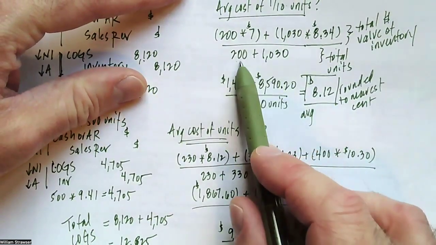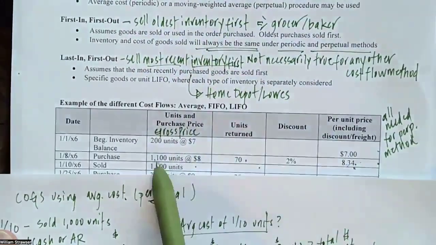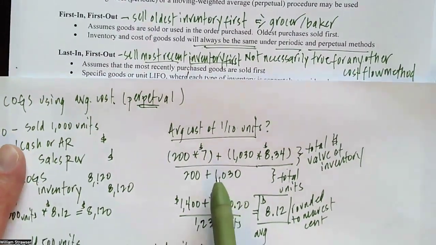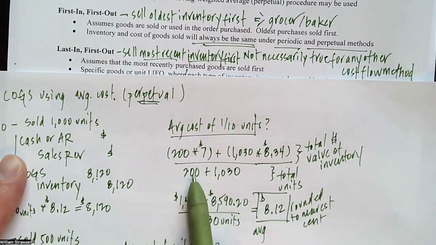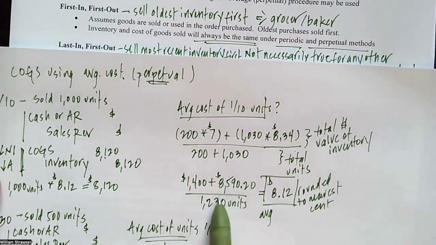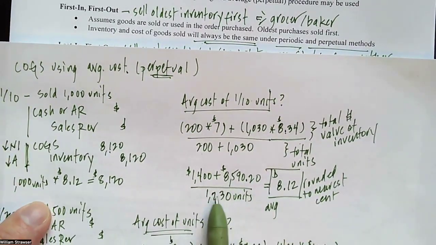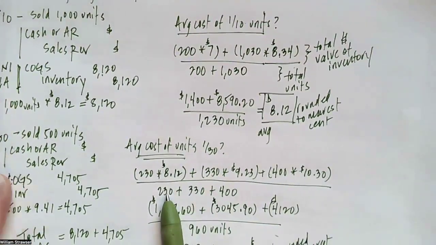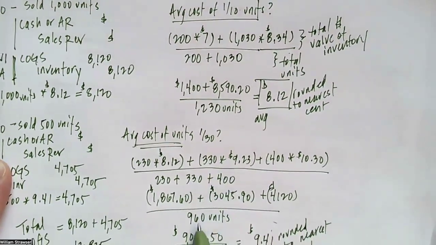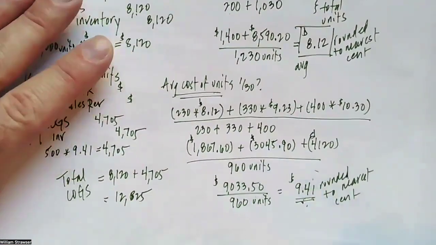200 was my beginning inventory. 1,030 came because I purchased 1,100 and I returned 70. So now I only have 1,030 left. So this denominator was always just the number of units that were there that I hadn't returned. After I calculated the first average cost, I sold 1,000 of these. It left 230. I added more that I didn't return, 330. Added more I didn't return, 400. That got me to 960. I sold 500. So now I have 460 left.